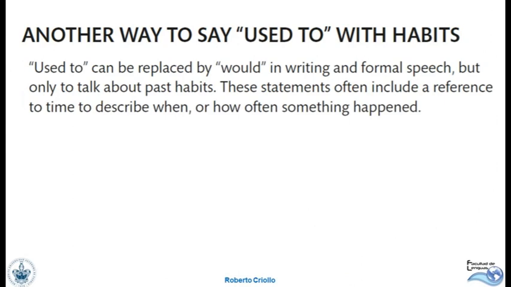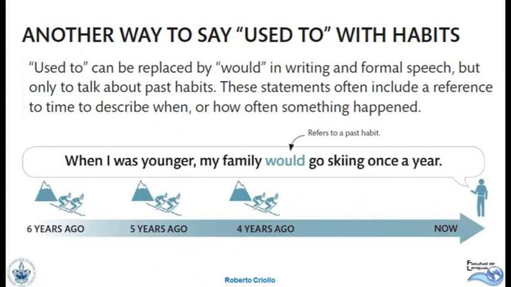The second form that we can use to talk about past habits is would. This is more formal than used to, and we can use it in formal speech, we can use it in writing, but only to talk about past habits. One example is when I was younger, my family would go skiing once a year. So this is exactly the same as my family used to go skiing once a year. But we can see that it's a specific, concrete, physical action.